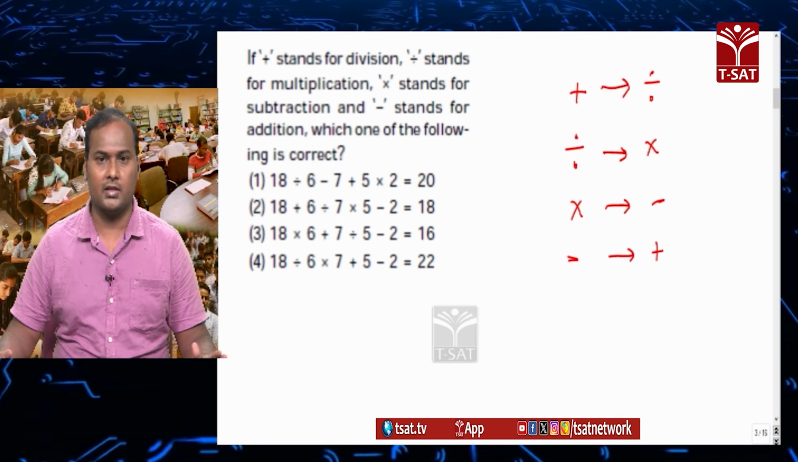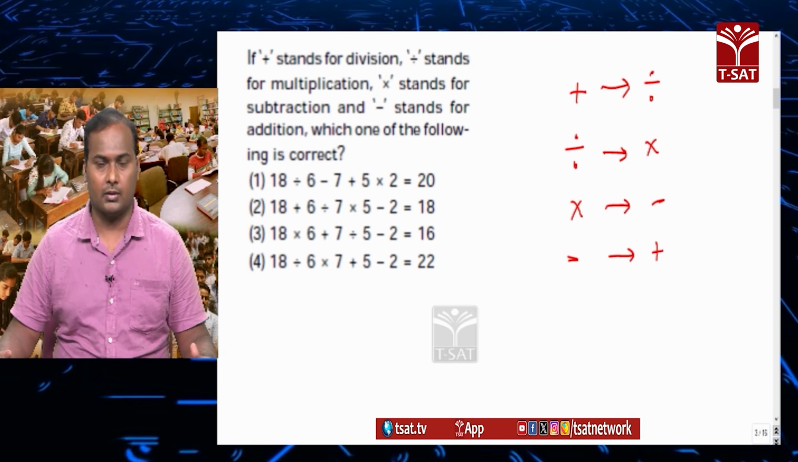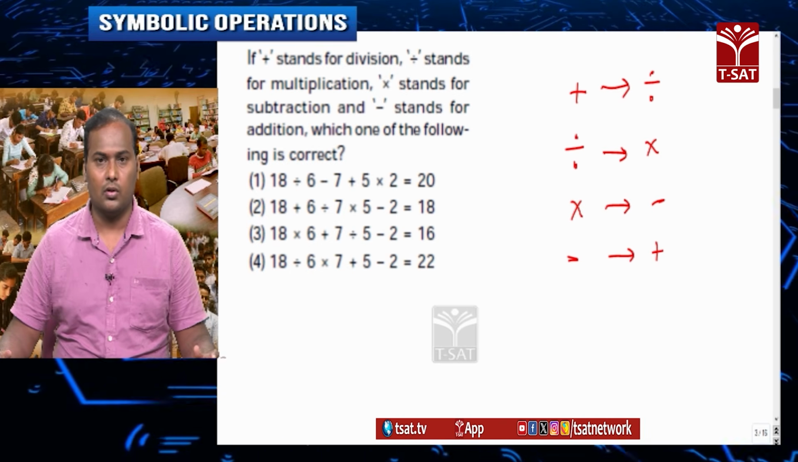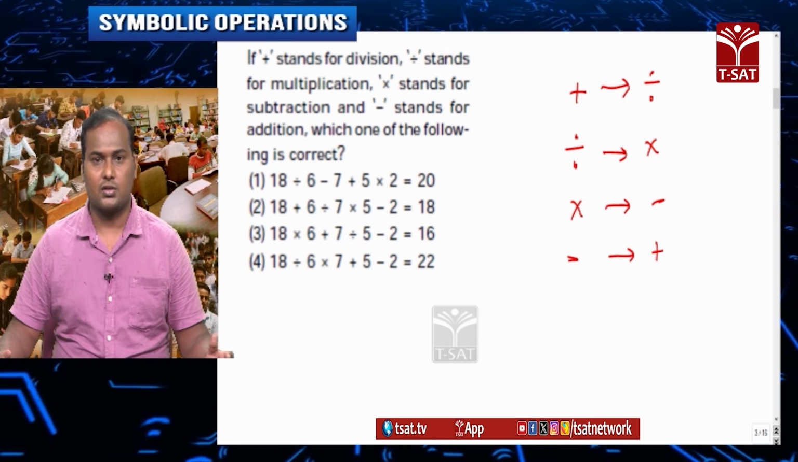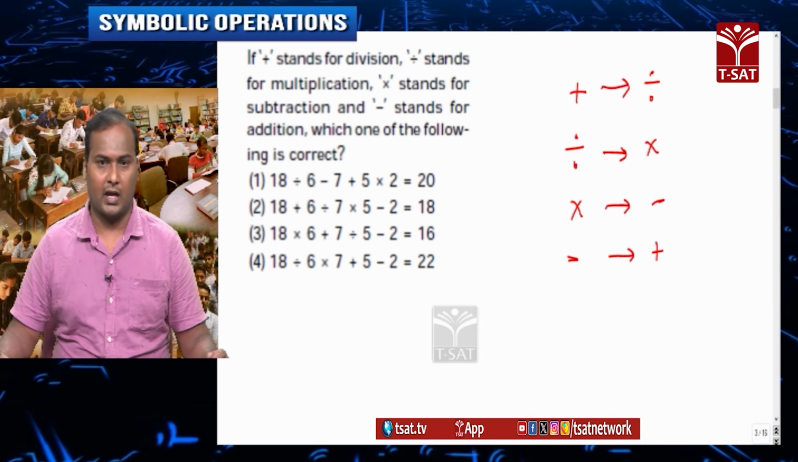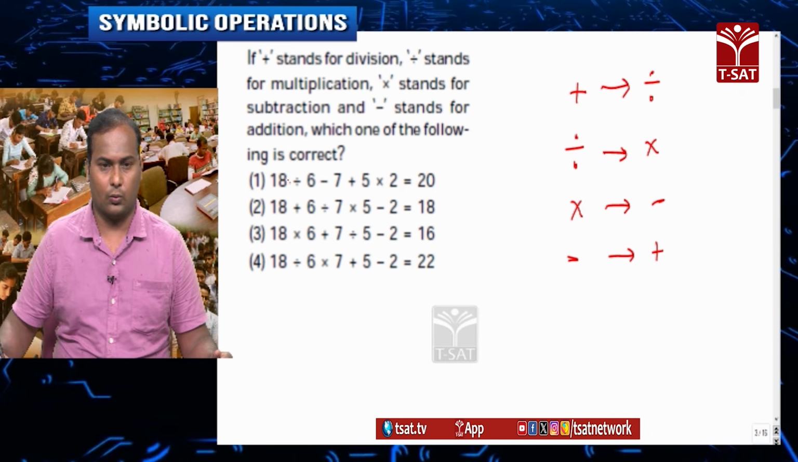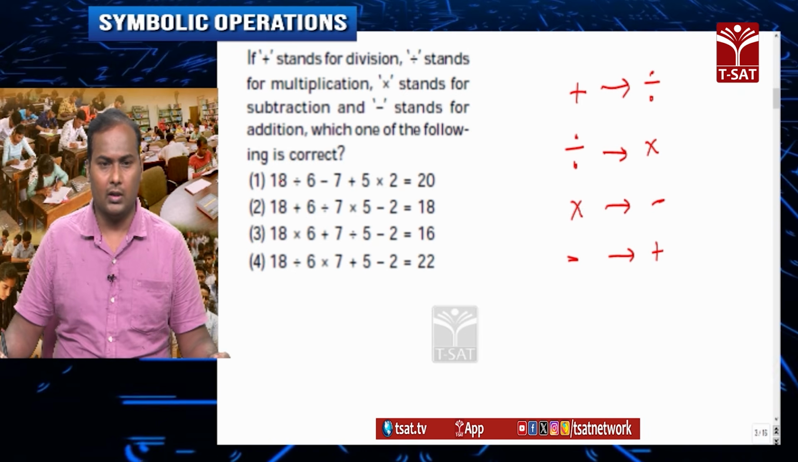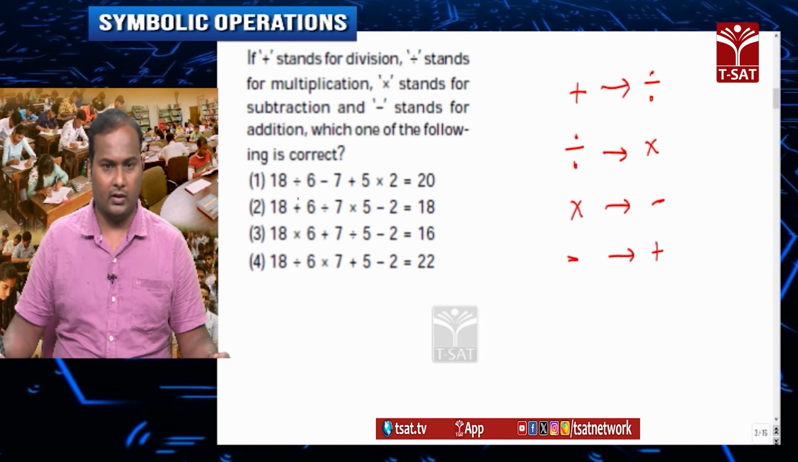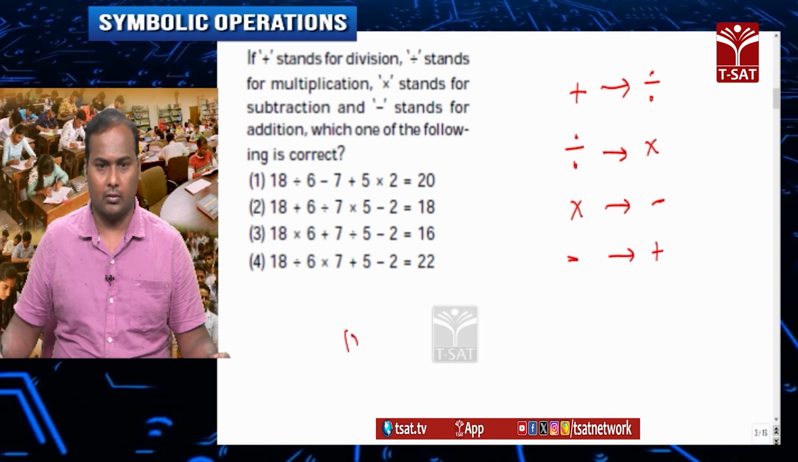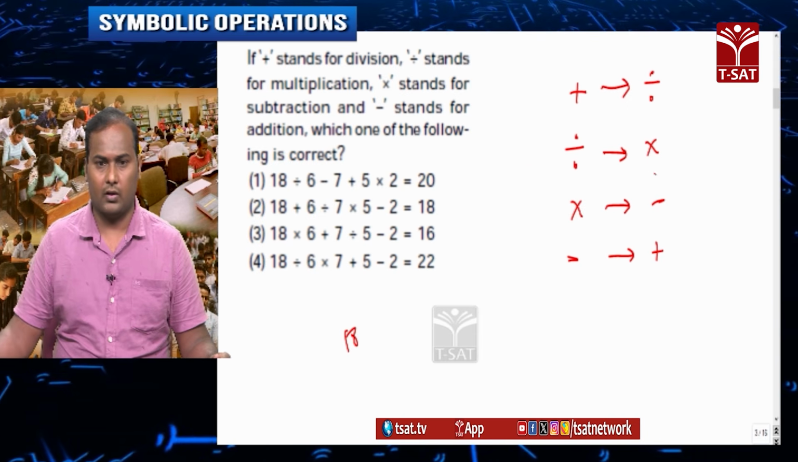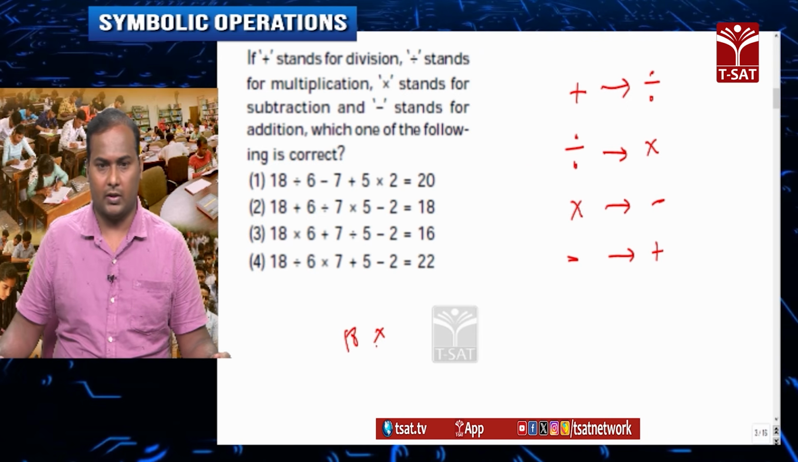That is the reason I said it is a time consuming question. Mainly the examiner will give this to analyze the student's ability in fast calculations. So, let's see option 1. In option 1, 18 and division is given here. In the place of division, what do we have to write? We have to write multiplication.